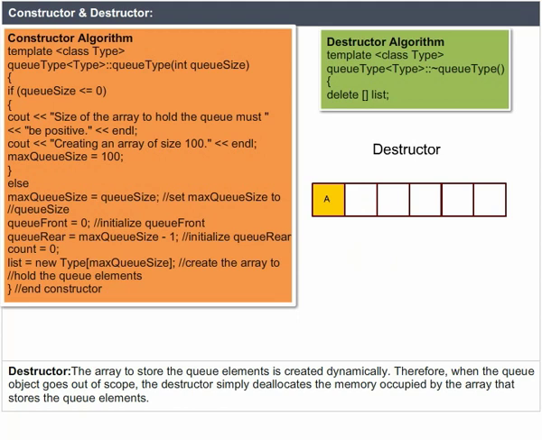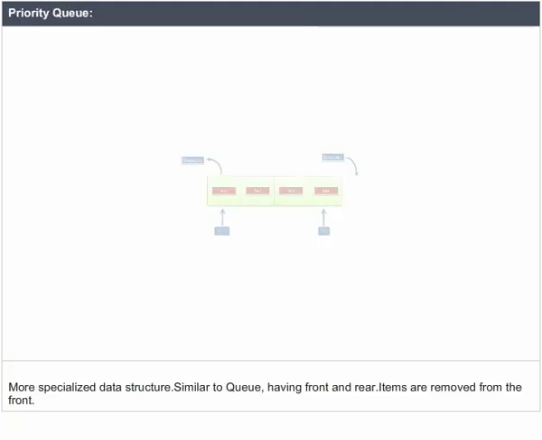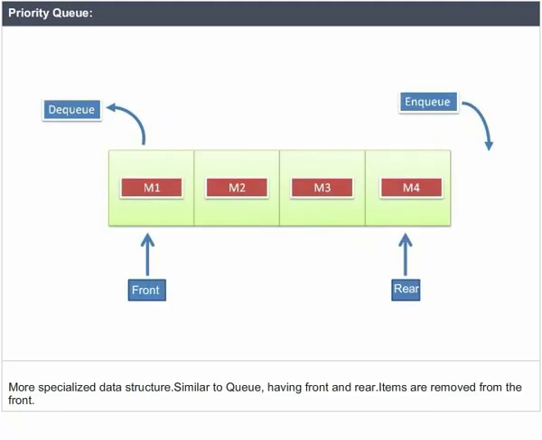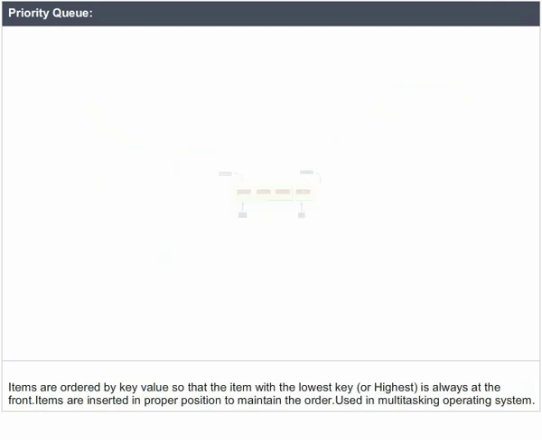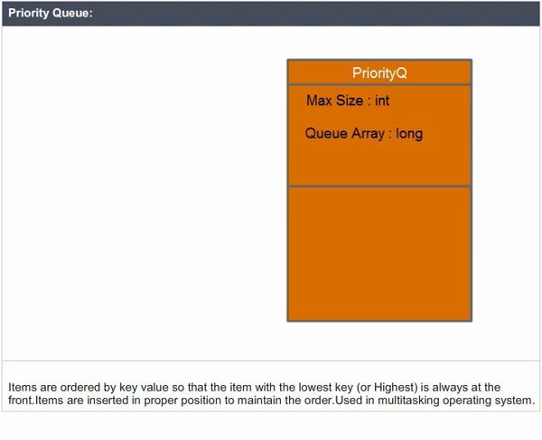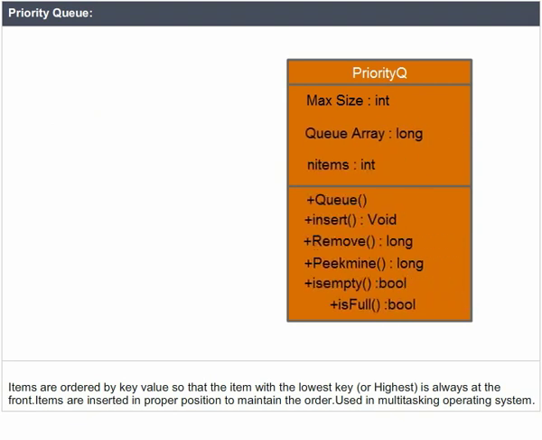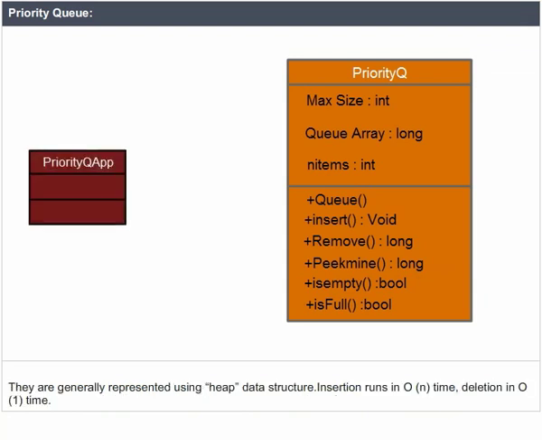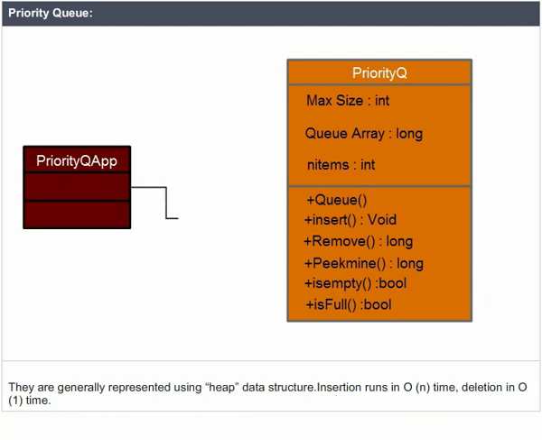Priority queue. A more specialized data structure. Similar to a queue, having front and rear. Items are removed from the front. Items are ordered by key value so that the item with the lowest key or highest is always at the front. Items are inserted in the proper position to maintain the order. Used in multitasking operating systems. They are generally represented using the heap data structure. Insertion runs in O of n time. Deletion in O of 1 time.